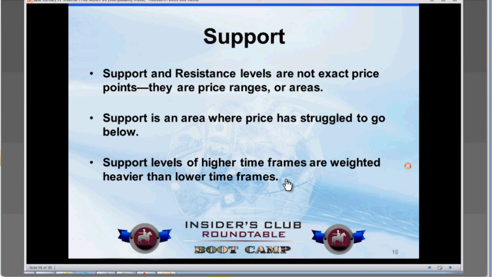Support is an area where prices struggle to go below. Support levels of higher time frames are weighed heavier than lower time frames. What does that mean? That means that support levels of higher time frames are looking at more pips than those in a lower time frame. Remember the gears. You're looking at a 15-minute chart that has to rotate 4 times before it gets to an hour. And the rotation continues till it gets into a 4-hour, into a daily, weekly, and monthly chart as we go to the next slide.